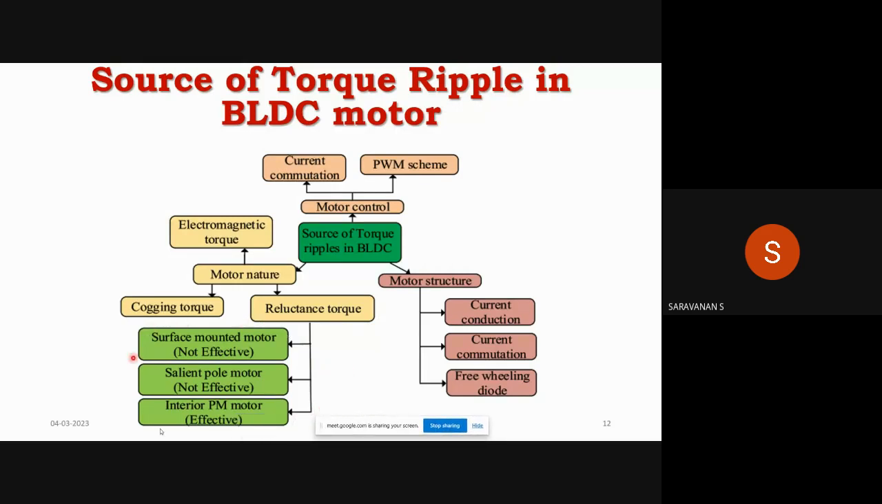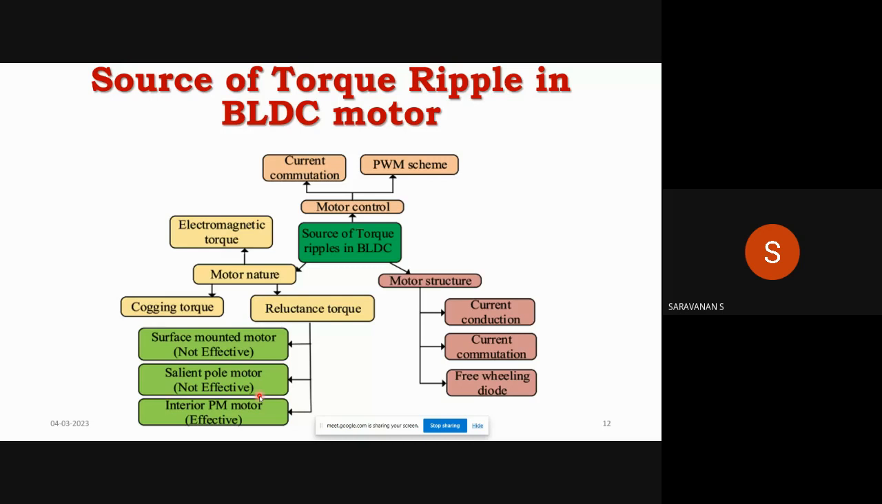These are the types of motors used in electric vehicles: surface mounted motor, salient pole motor. These are not effective in electric vehicles. The interior permanent magnet motor is the effective one for electric vehicles. These are the sources of torque ripple in the BLDC motor. Researchers have produced many methods to overcome this torque ripple problem.